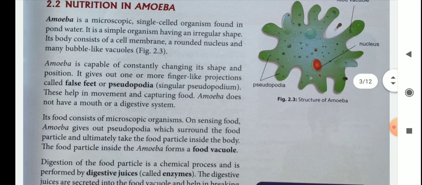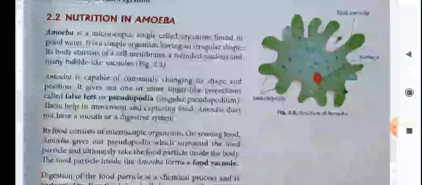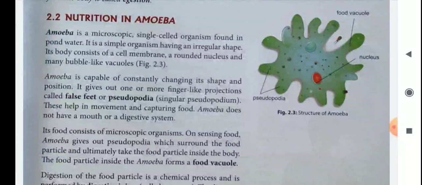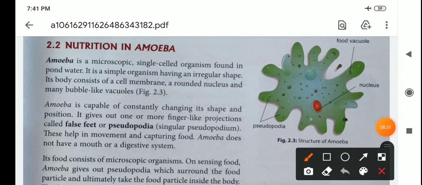Then nutrition in amoeba. Amoeba is a microscopic single-celled organism found in pond water. It is a simple organism having an irregular shape. Its body consists of a cell membrane, a rounded nucleus, and many bubble-like vacuoles. Here you can see, children, vacuoles are there, and this is the nucleus.